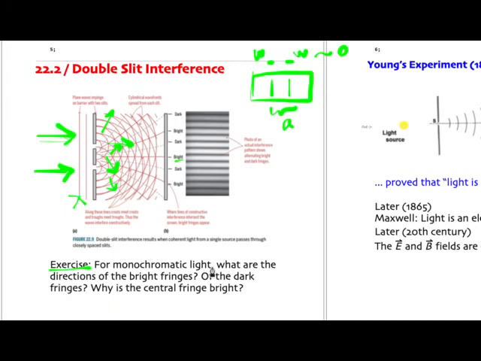For monochromatic light, what are the directions of the bright fringes or the dark fringes? Why is the central fringe bright? Well, I said that before. Because there's no path difference from the two slits to the central position. So those have the same path length, they'll be in phase.